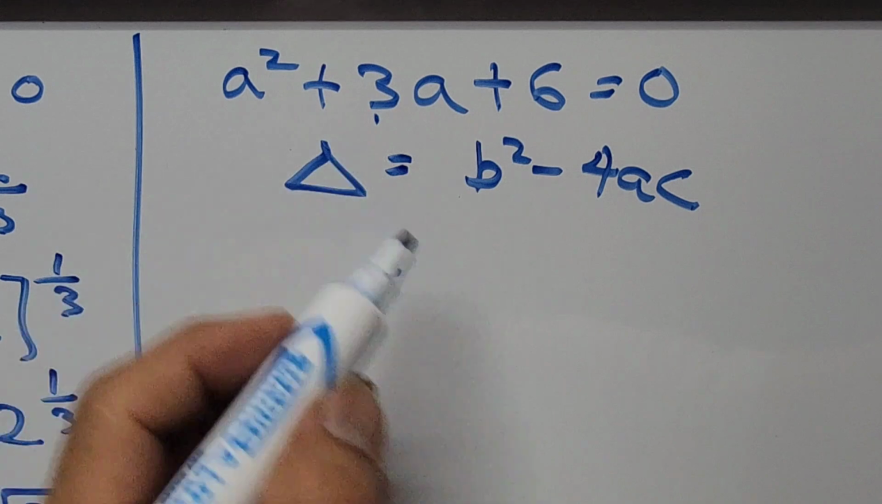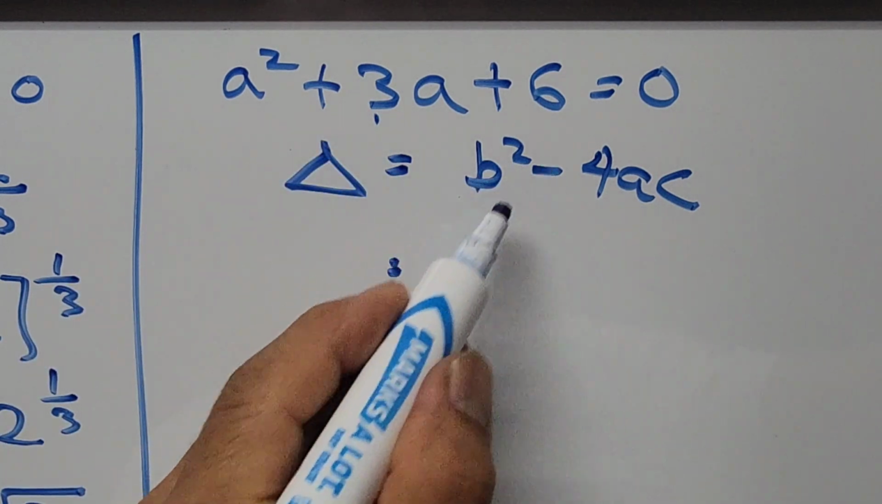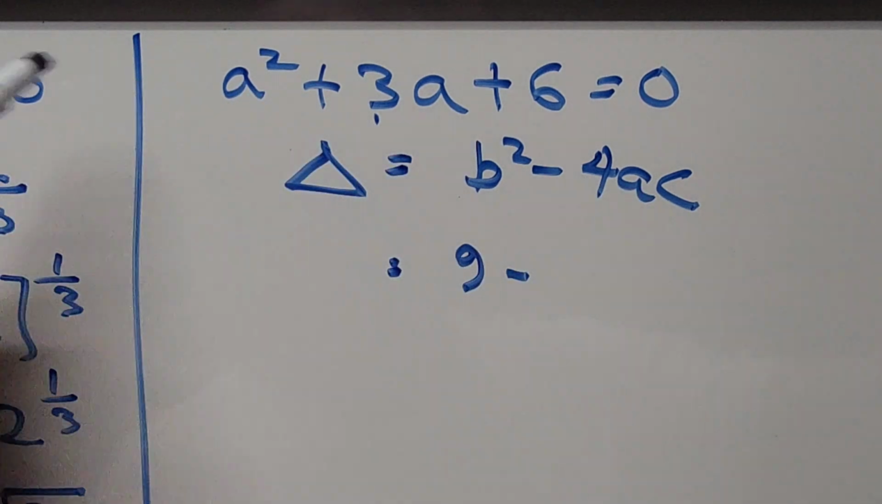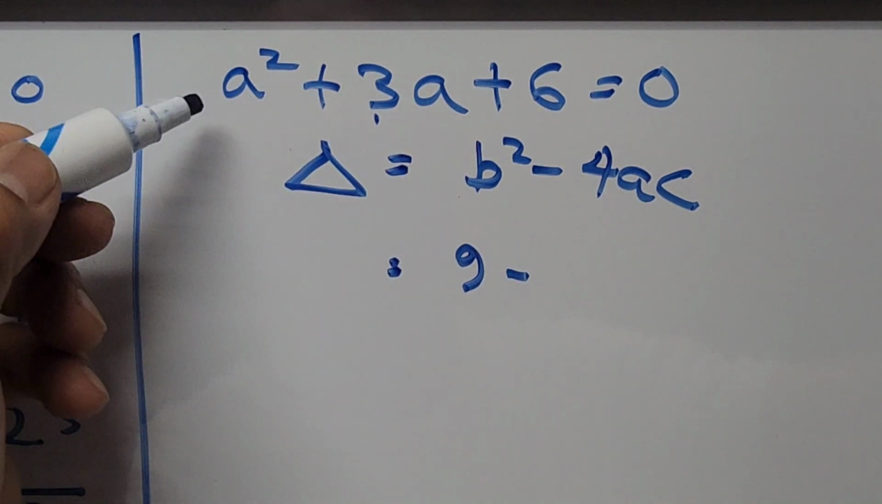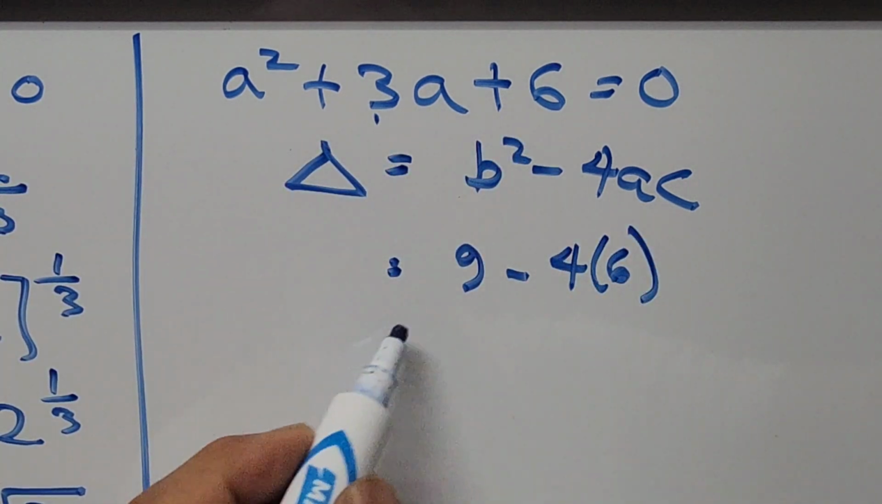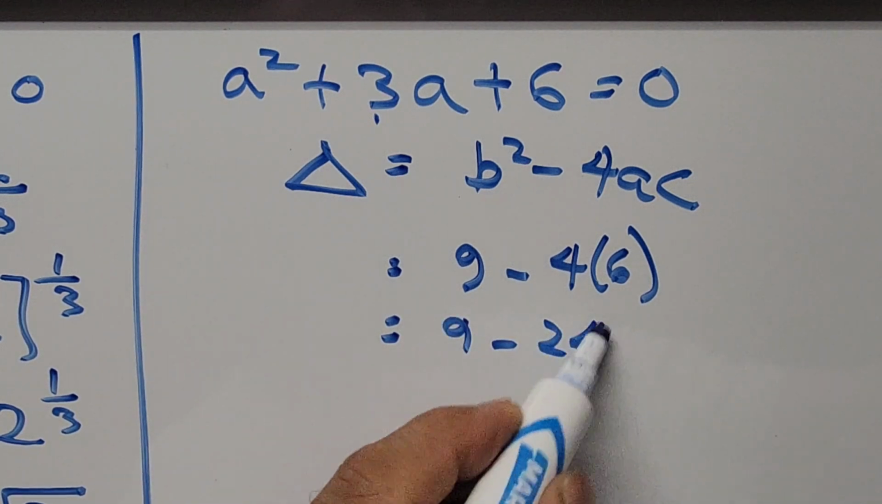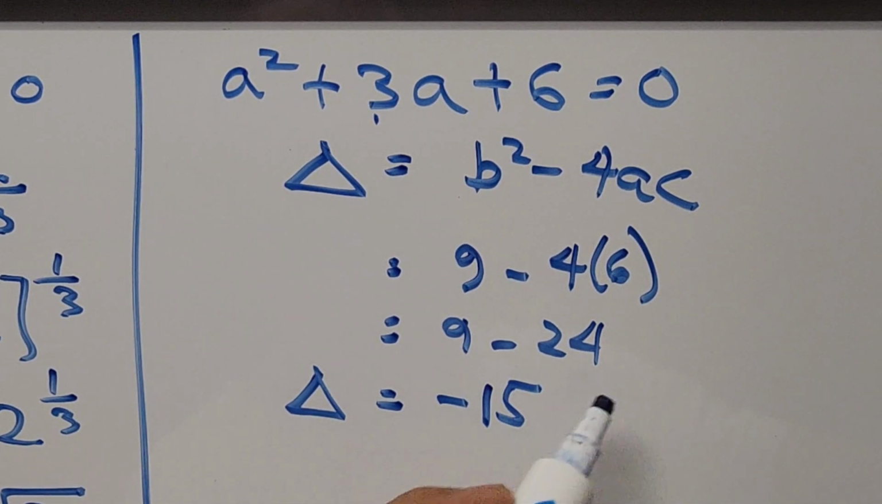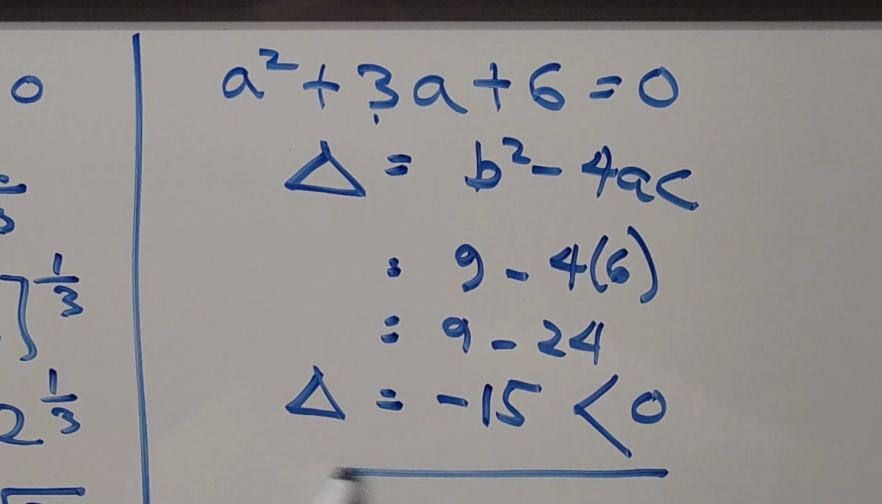The coefficient of the second term, so that is 3, b squared, so 3 squared is 9, minus 4 times a, the coefficient of the first term, 1, and c is 6, so 4 times 6. So this is 9 minus 24. So delta is negative 15. So this is less than 0. So the value of a here is in the form of complex. All right, complex value.